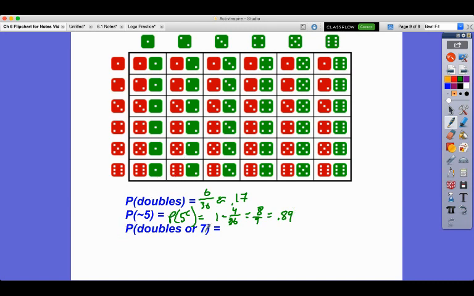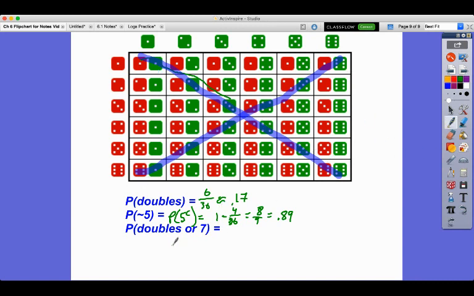Probability of doubles or 7. So first of all, are these mutually exclusive? Well, here's all my doubles. Do any of my doubles, here I'll highlight instead, do any of my doubles add up to 7? No, they're all going to be even numbers. Where are all my 7s? So 6 and 1, 5 and 2, 4 and 3, 3 and 4, 2 and 5. So there's 1, 2, 3, 4, 5, 6, 7, 8, 9, 10, 11, 12.